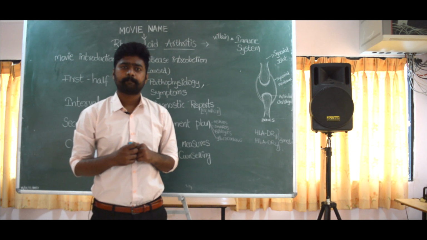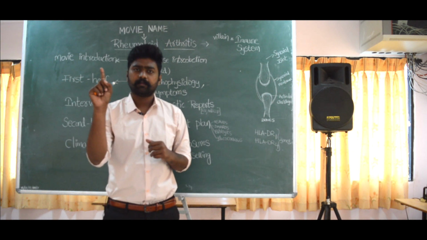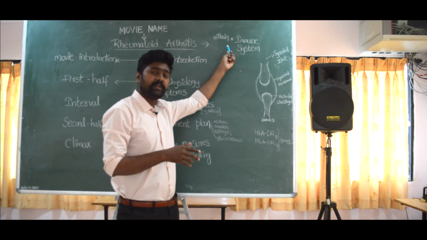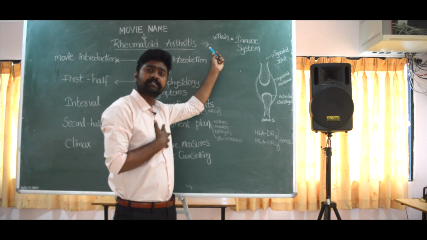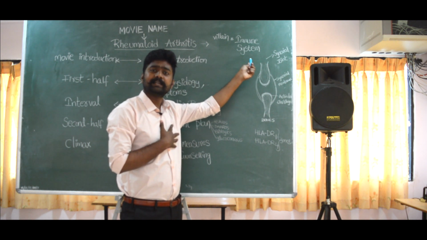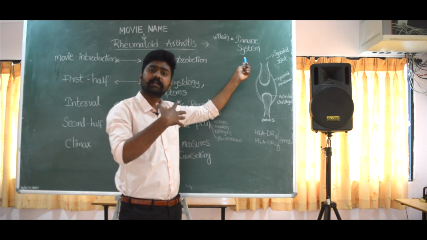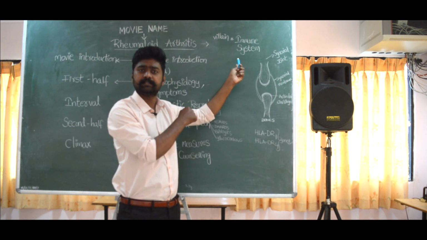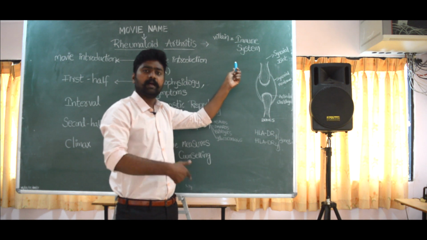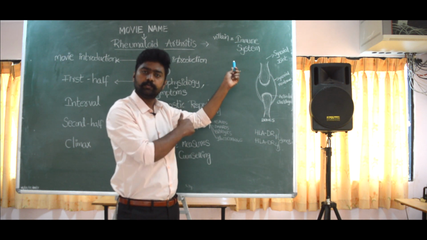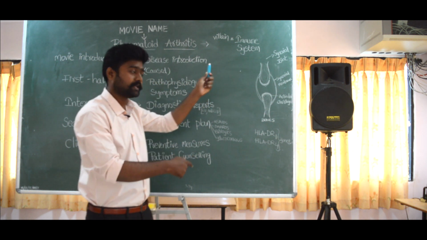How? Just remember one thing, okay? The villain of rheumatoid arthritis is the immune system. It acts on our own body cells, on our own body organs, and that's how we get this disease. As the video goes on, you can understand how it happens, okay?